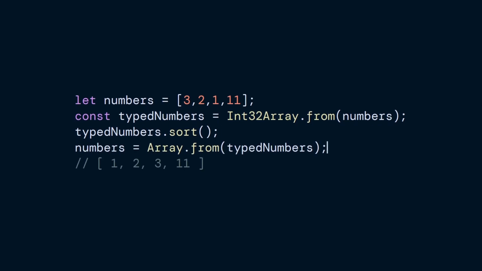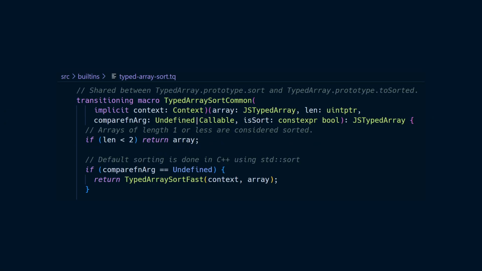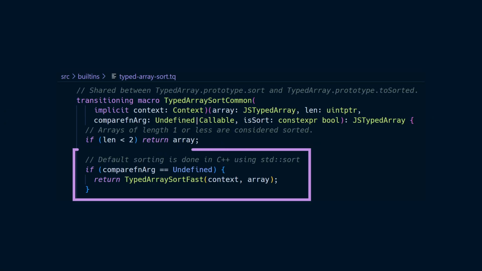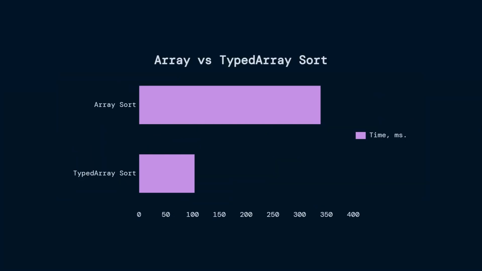This sort method works differently from what we've seen before. Since it knows the type of numbers it's going to be sorting, it can use a C++ standard sort function. Here in V8 source code, you can see that it checks if it has a compare function, and if it doesn't, it calls this typed array sort fast function, which will eventually call a C++ standard sort. I found this approach to be quite a bit faster than normal array sort, even taking into account the time we spent converting our numbers into typed array and back.